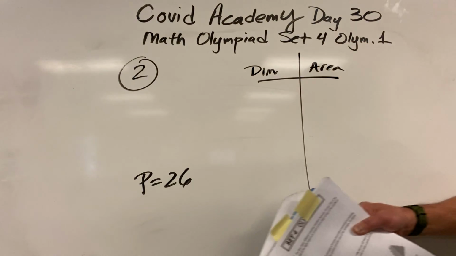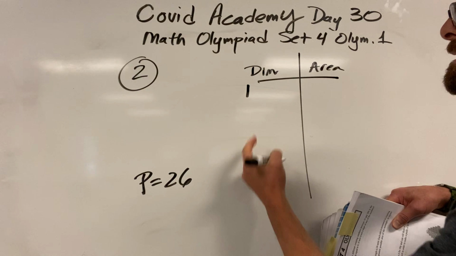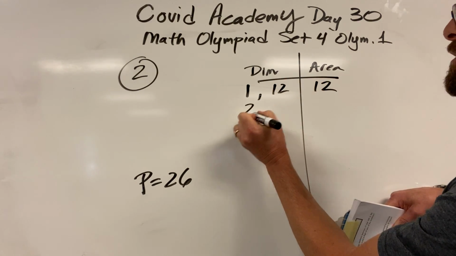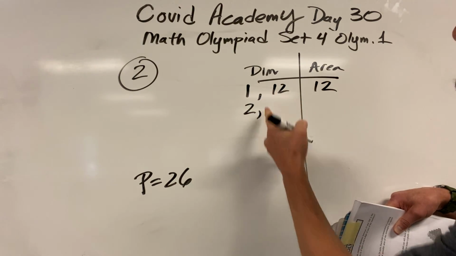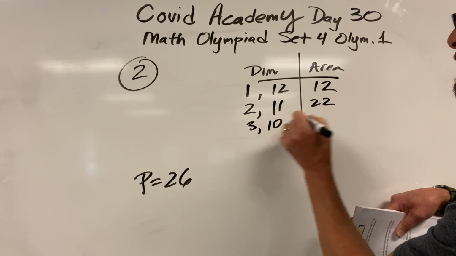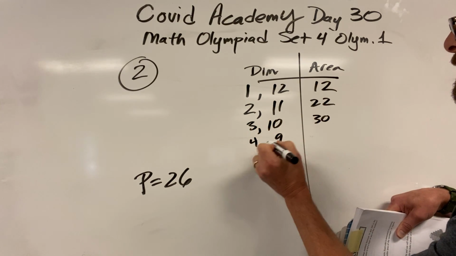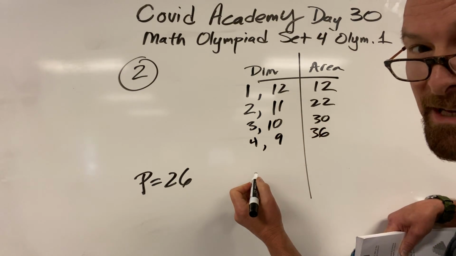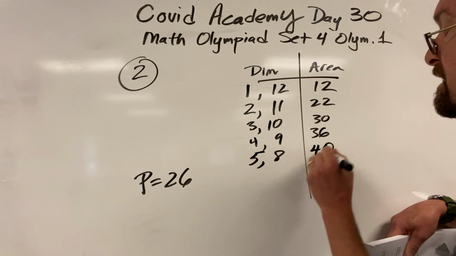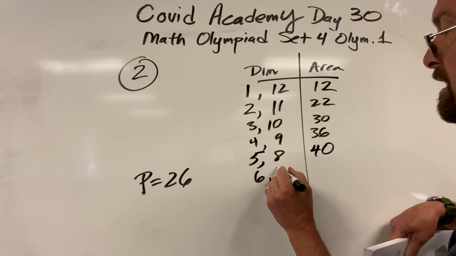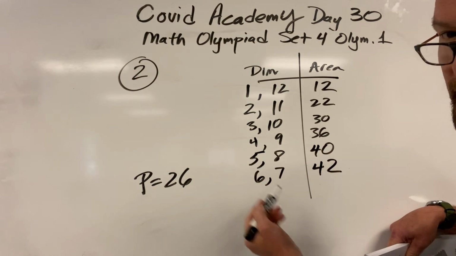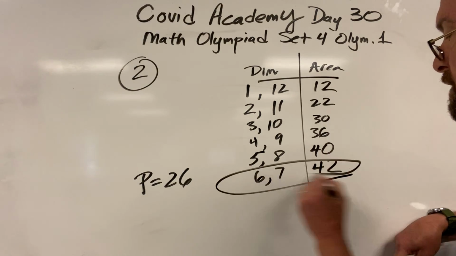If it's 1, it'd be 1 and 12. That area would be 1 times 12, which is 12. They have to add up to 13 each time. So 2 and 11 would be 22. 3 and 10 is 30. 4 and 9, 36. Hey, the numbers are getting bigger. 5 and 8 is 40. And 6 and 7 is 42. By the time we go up to 7, we're back at 7 and 6. So the biggest number is 42.